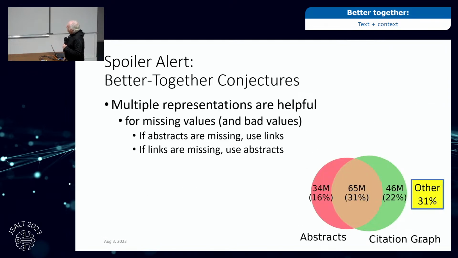Now, spoiler alert, where are we going? What we've got is multiple representations: we've got text and we have context. The multiple representations are useful for dealing with missing values, and we've got lots of missing values. I think Sanjeev already described this point, but you should use what you got. When you got abstracts, use them. When you got links, use them. When you got both, use both. And when you got neither, which happens 31% of the time, find something else.